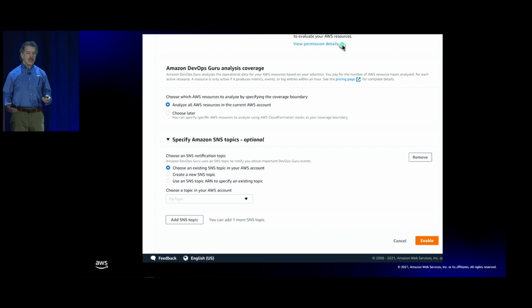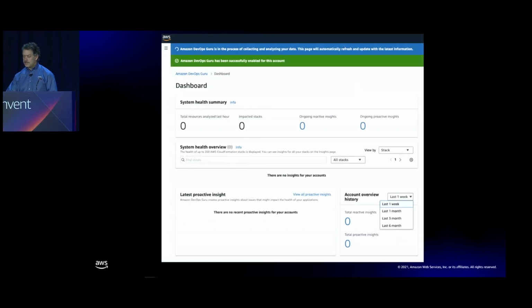Scrolling down, you can choose which resources in your account you want DevOps Guru to monitor. You can choose to enable all the resources in the account, or if you click Choose Later, you can later select resources with a particular tag or a particular CloudFormation stack. Remember, DevOps Guru monitors your whole application. And so enabling by tag or enabling by CloudFormation stack helps DevOps Guru differentiate one application from another. Here on this page, you can also set up your SNS messages to receive alerts when DevOps Guru detects something happening in your environment. Once you've made all your choices, you just click Enable.